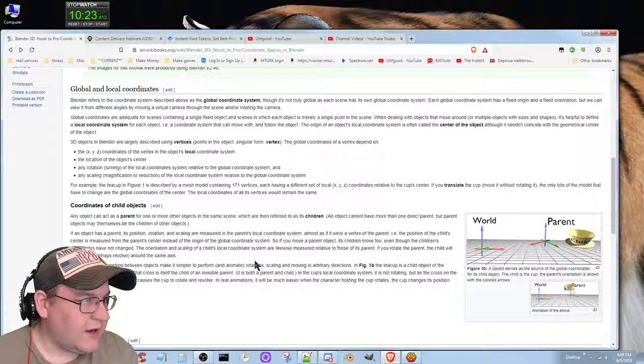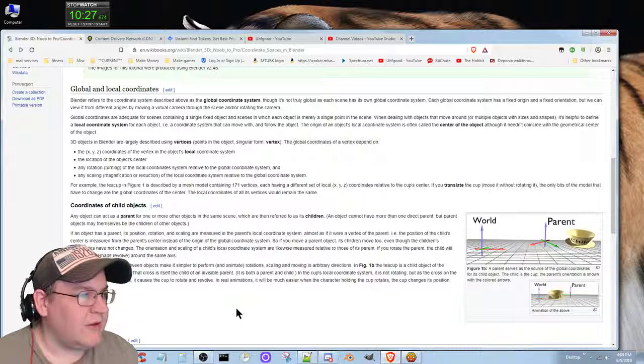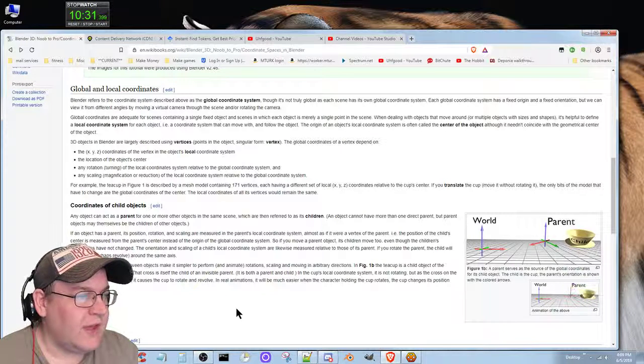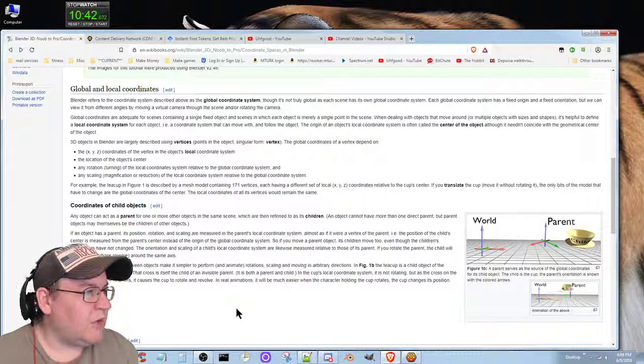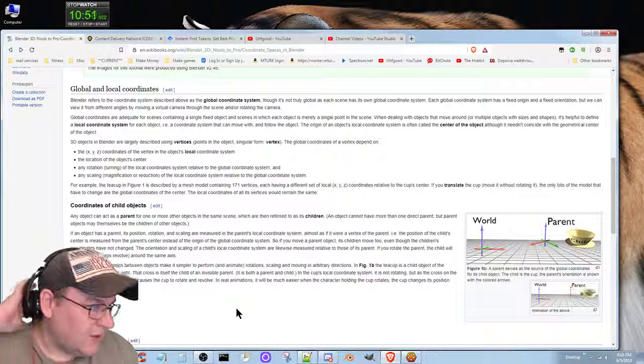Global and local coordinates. Blender refers to the coordinate system described as the global coordinate system, although it's not truly global as such, as each scene has its own global coordinate system. Each global coordinate system has a fixed origin and a fixed orientation, but we can view it from different angles by moving a virtual camera through the scene and/or rotating the camera. Global coordinates are adequate for scenes containing a single fixed object and scenes in which each object is merely a single point in the scene.